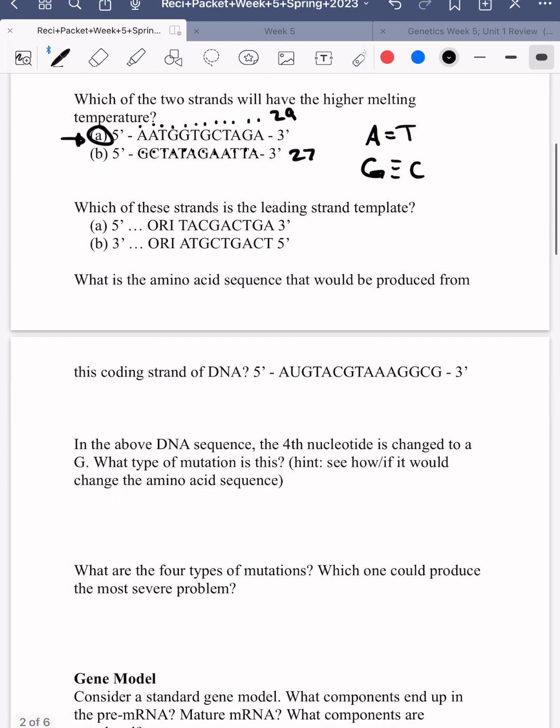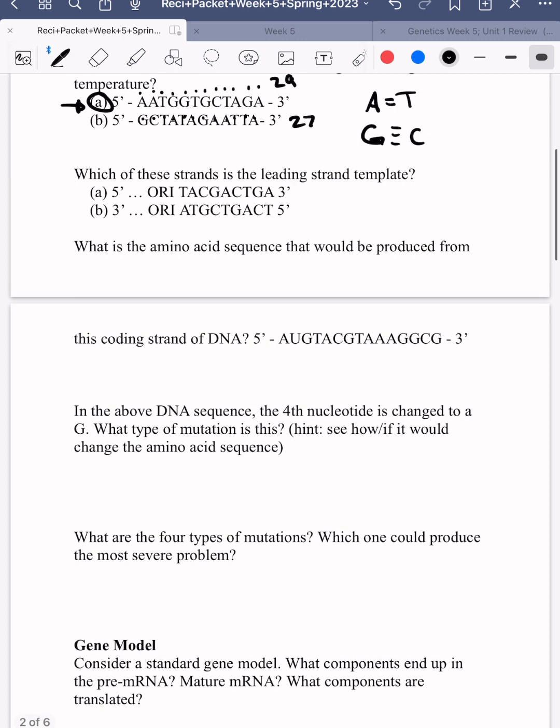Which of these strands is the leading strand template, A or B? And we know that the origin of replication starts right here. So which of them would be the leading strand? We know that DNA polymerase reads 3' to 5'. So here we have DNA polymerase. He's going to go in this direction. He's going to add on nucleotides 5' to 3', but it can get kind of tricky to remember which way DNA polymerase goes. So just know that DNA polymerase goes from 3' to 5'.